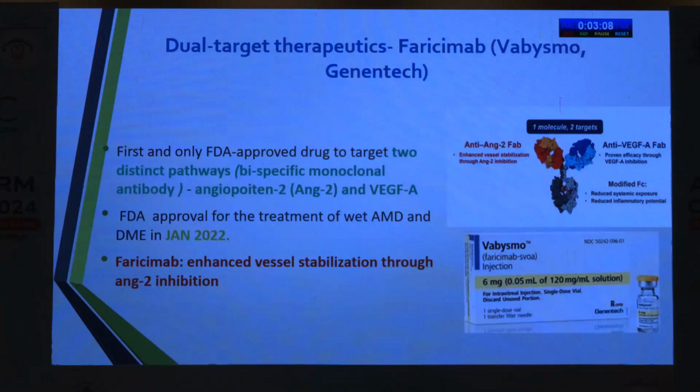The next agent is Vabysmo, or faricimab. It is the only agent which acts via 2 distinct pathways. It is known as a bispecific monoclonal antibody. It also blocks angiopoietin 2 in addition to vascular endothelial growth factor A.